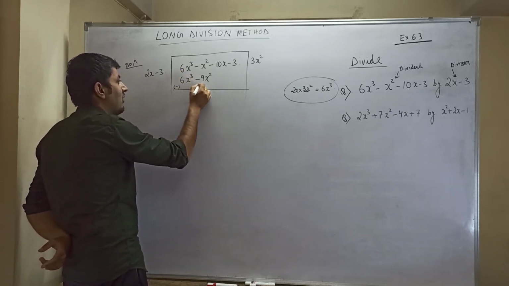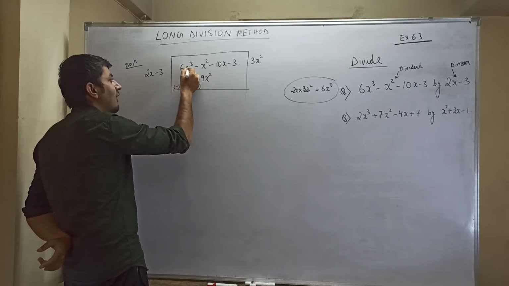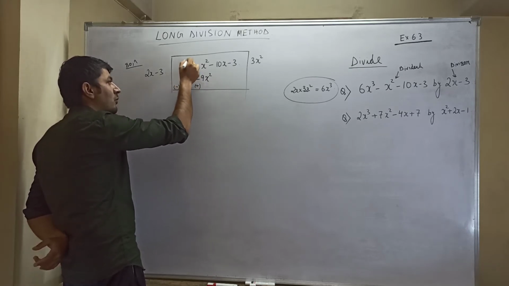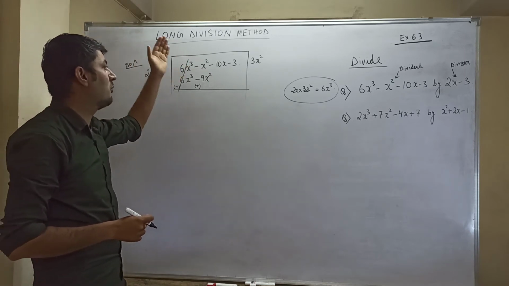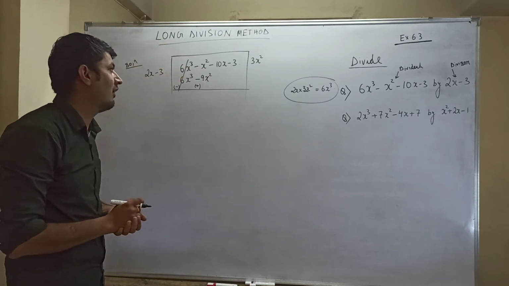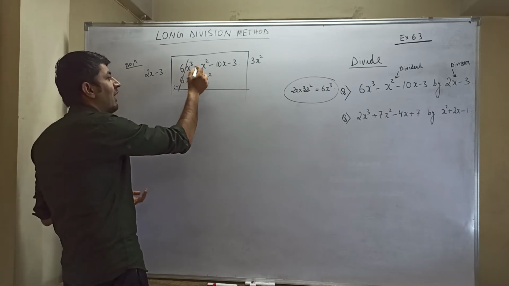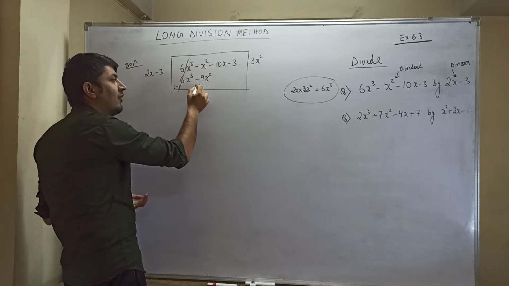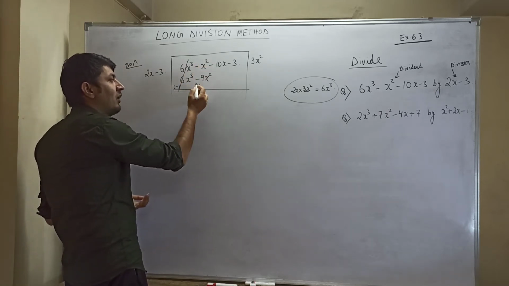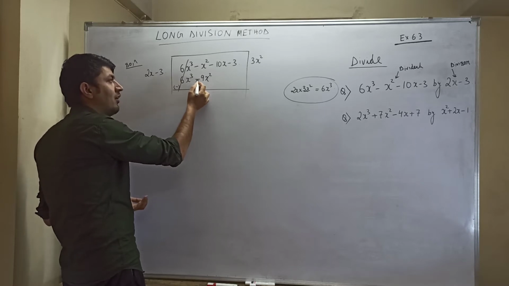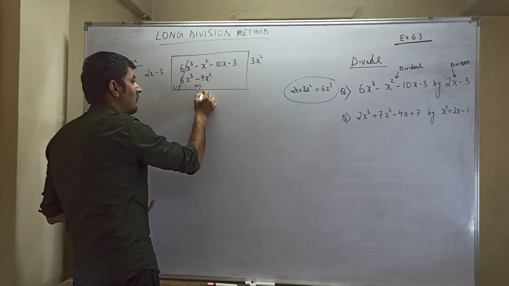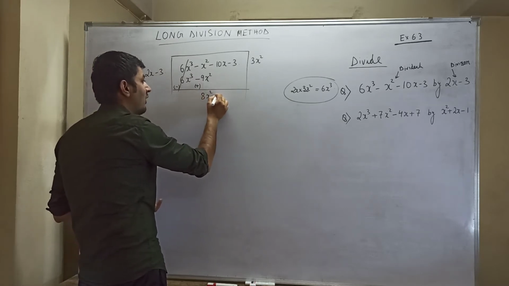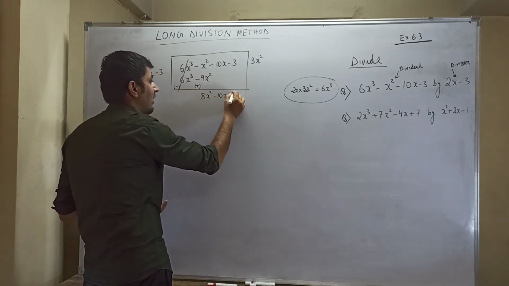Now you do subtraction, with a change of sign. This will become minus, this will become plus. 6x cubed minus 6x cubed, you can cancel it out. Now how to do this part? Minus x squared plus 9x squared. You have to consider this side. So minus x squared plus 9x squared will become 8x squared minus 10x minus 3.